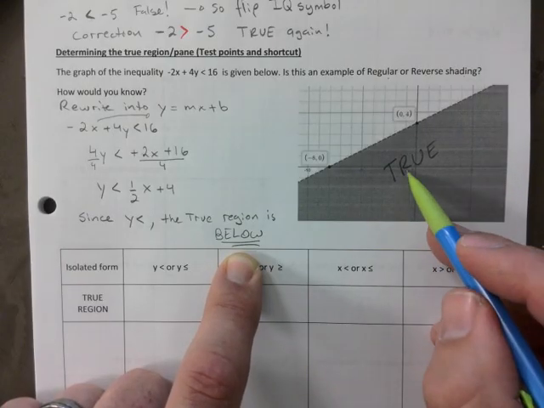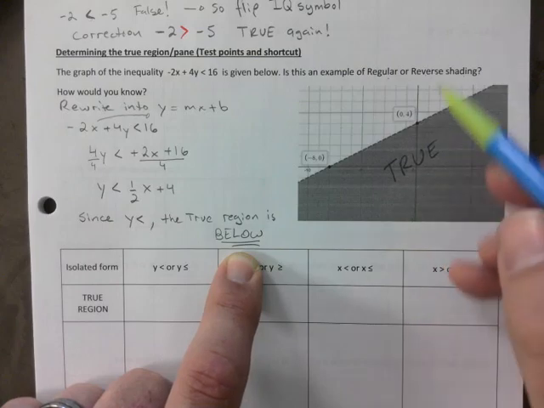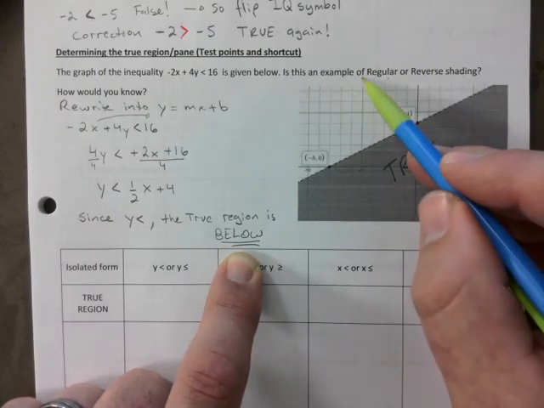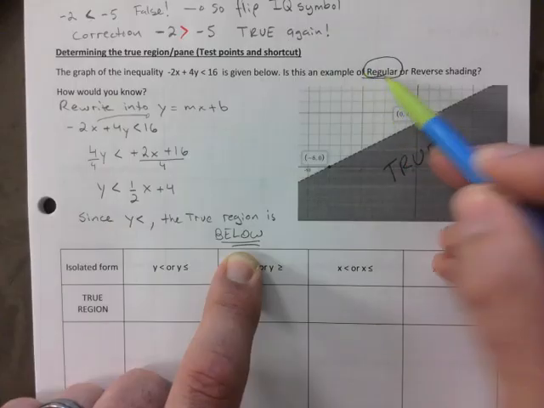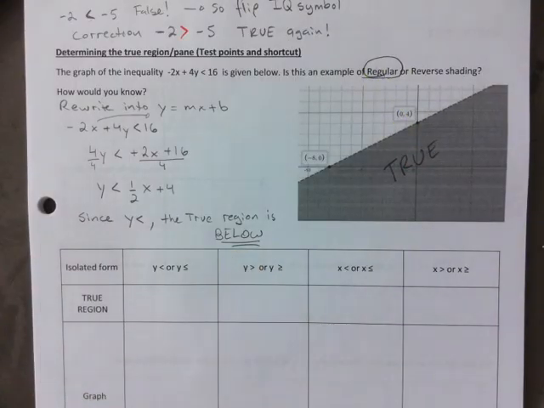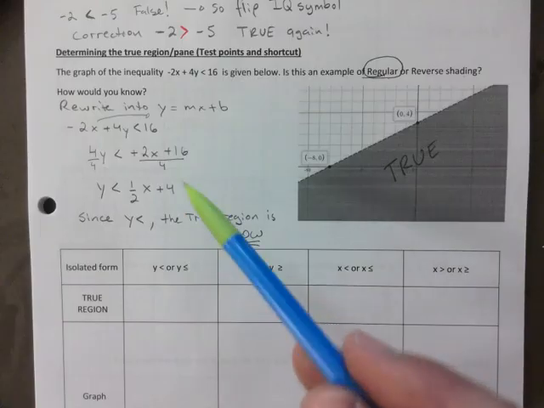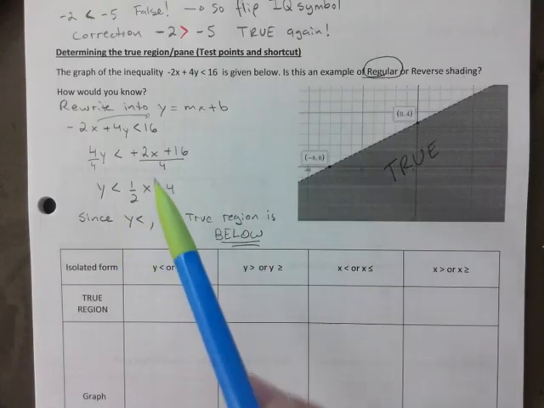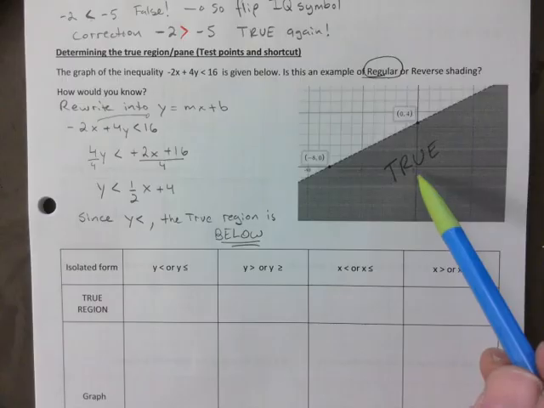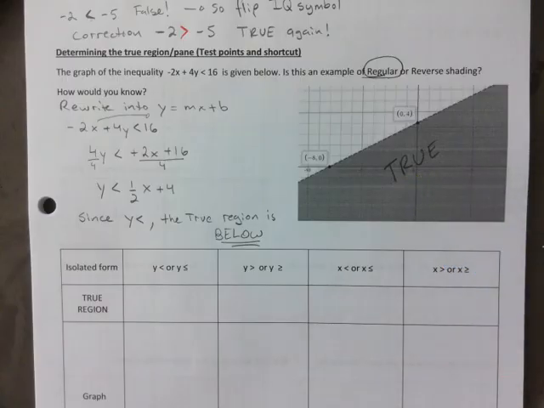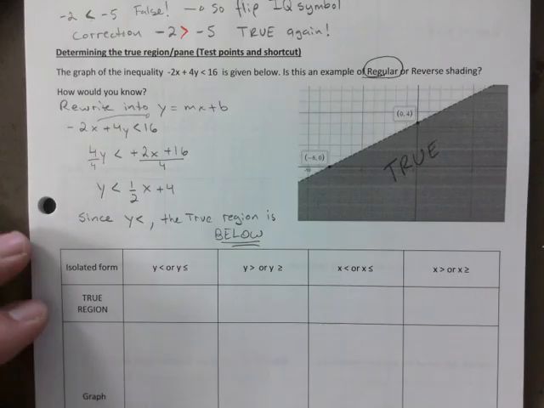So since the true region has been shaded, what kind of shading is this? It's regular. Okay. So that's how it goes. The inequality tells you where the true region is, right? You determine that, and then the shading, that you'll determine at that point whether this is regular or reverse shading. The shading doesn't tell you where the true region is necessarily, it's the inequality if you have it.